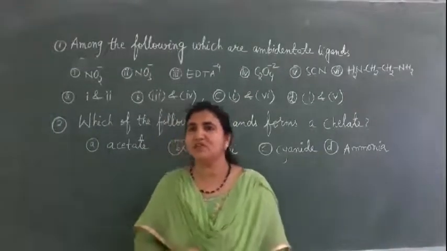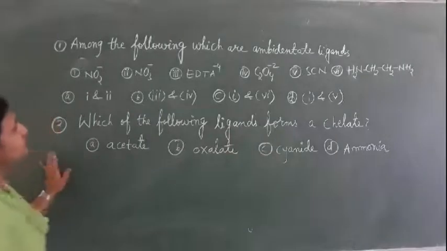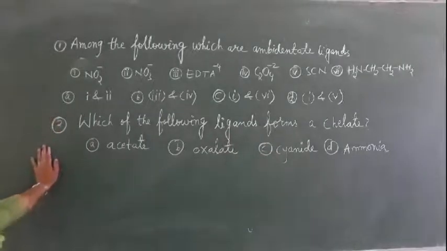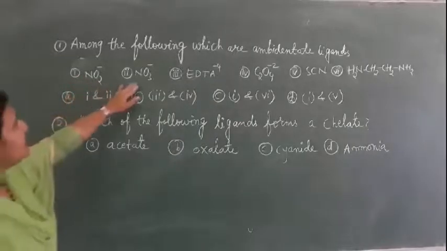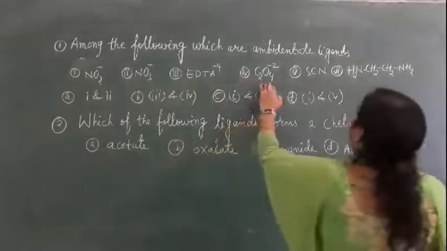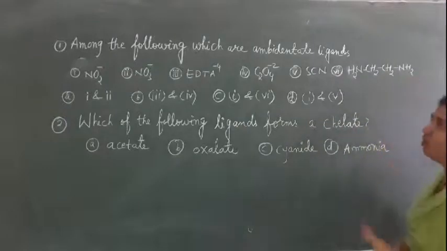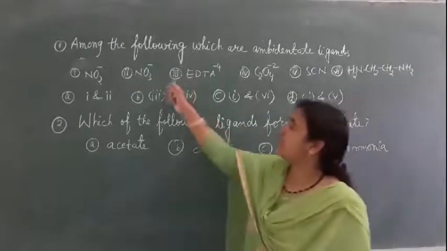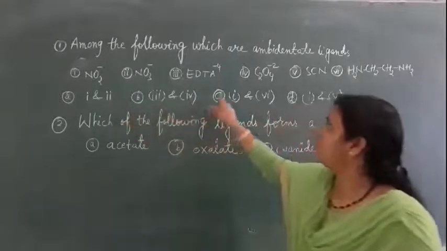Now we will see some problems based on these ligands. The first question is, among the following, which are ambidentate ligands? The ligands given are NO2 minus, NO3 minus, EDTA minus 4, C2O4 minus 2, SCN, NH2CH2CH2NH2. Among these, which are the ambidentate ligands? Options are given as 1 and 2, 3 and 4, like this.